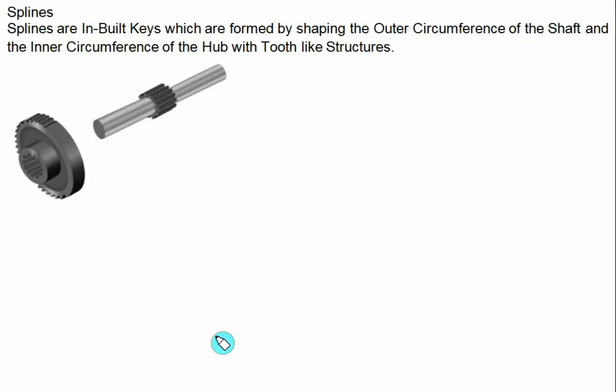Splines. The splines are inbuilt keys which are formed by shaping the outer circumference of the shaft and the inner circumference of the hub as shown in the figure. So these are the built-up keys. A number of keys are used on the inner circumference of the hub and the outer circumference of the shaft. Each of them has a tooth-like structure that is similar to a gear. The power is transmitted equally and divided among the number of keys, giving great strength and security against the total failure that could occur with a single key.